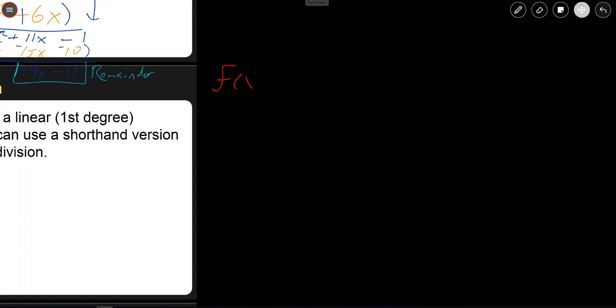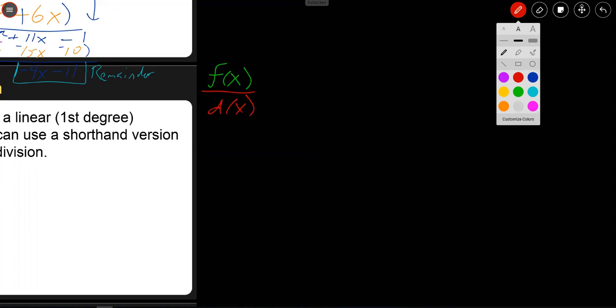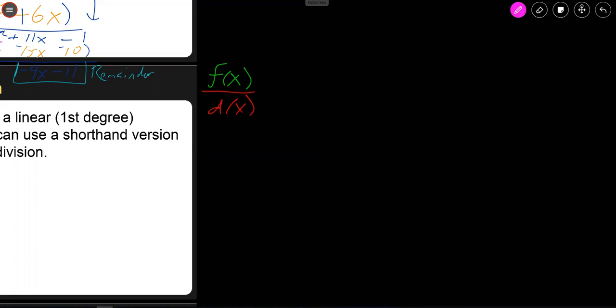Oh, doing the wrong colors. I should get my colors correct first. So this is how we're starting off. f of x divided by some divisor, d of x. Remember, f of x is my dividend. I will end up with a quotient, some other polynomial, plus a remainder divided by my divisor again. So this is how we start.